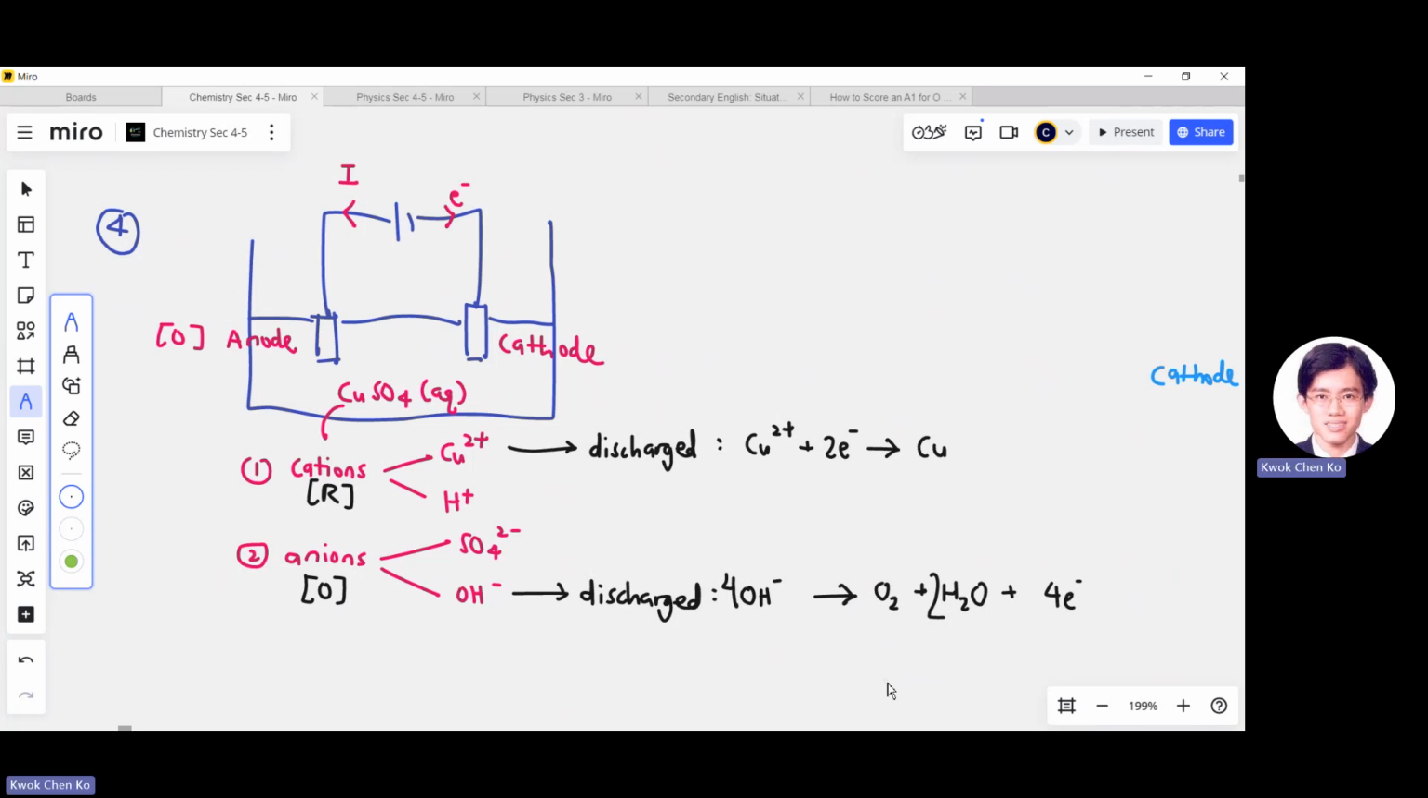I'm not done. The question normally will ask you for observations. What will you observe at the anode? What about the cathode? Hopefully you notice the anode releases oxygen, O2. So you will see bubbles or effervescence there. Oxygen bubbles.